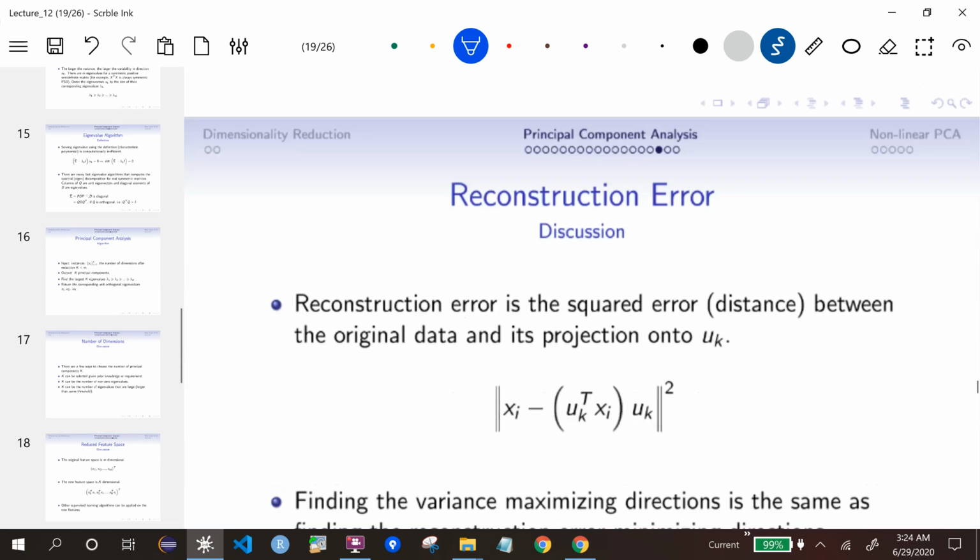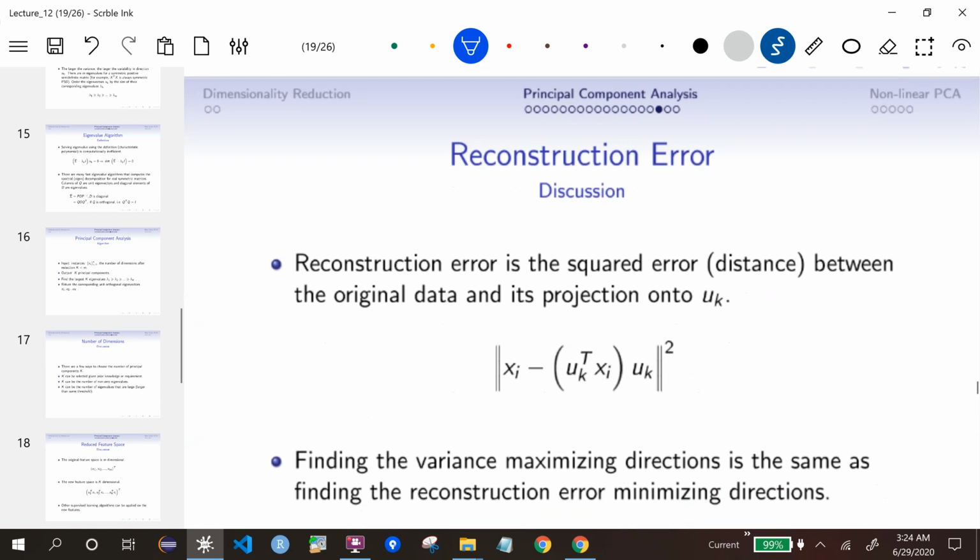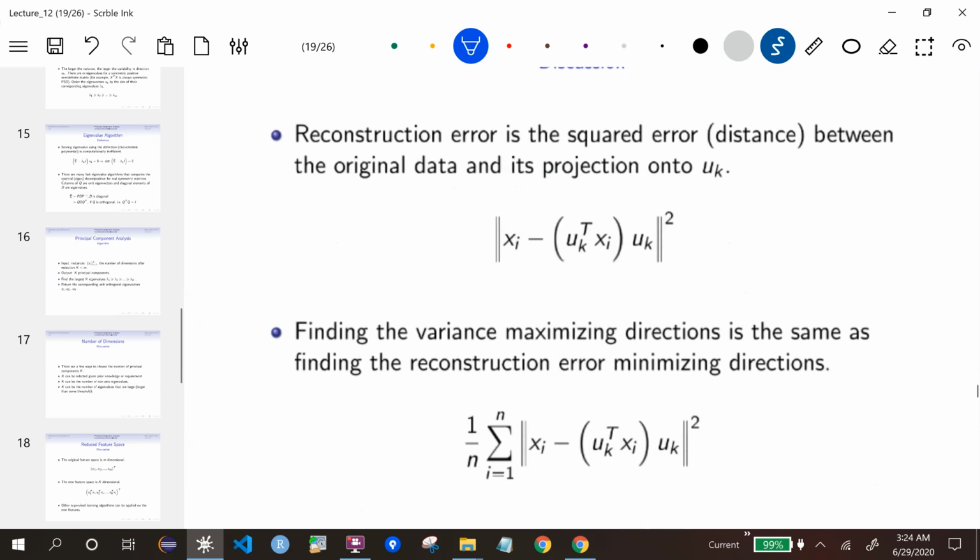Something else I want to talk about is the reconstruction error. It's another interpretation of what we're doing. Before, what we were doing was maximizing the variance, which is Uk transpose Sigma Uk. Equivalently, we can minimize something called the reconstruction error, basically the amount of mistake that will occur if we want to reconstruct the original data points using these principal components.